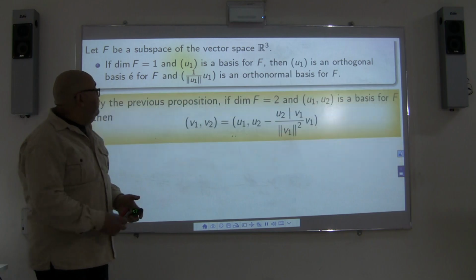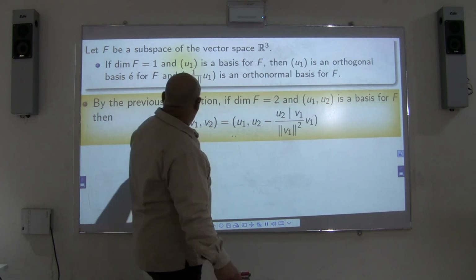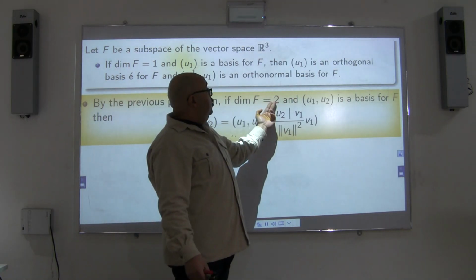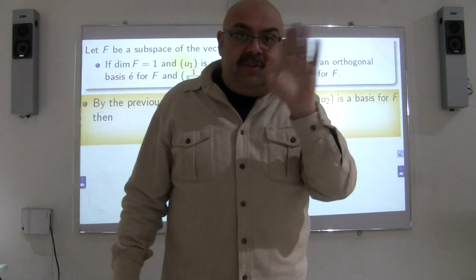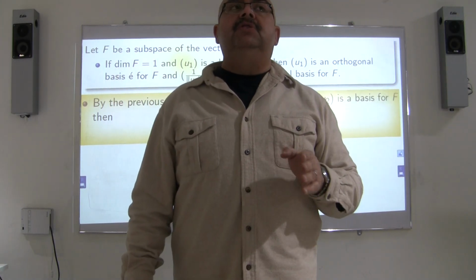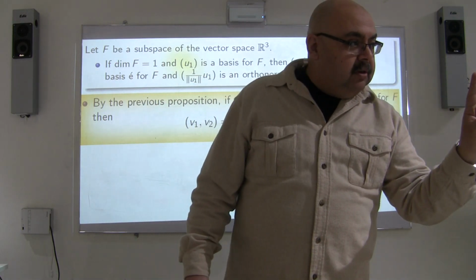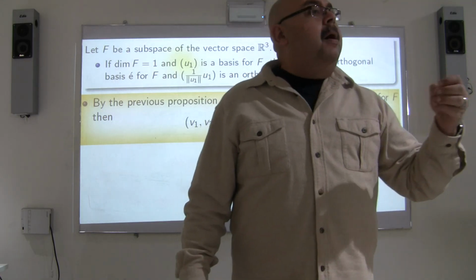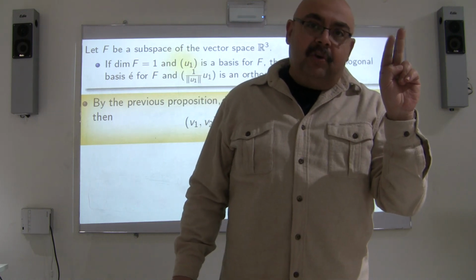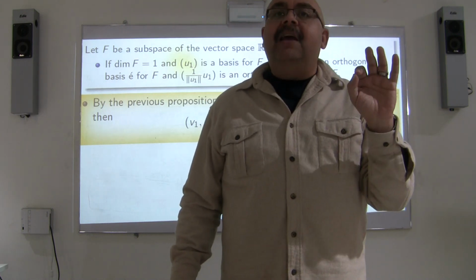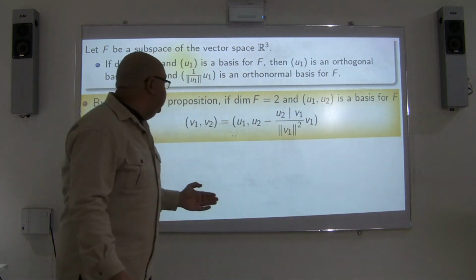If I have another subvector space, but in this case the dimension contains how many vectors? 2. It's like the subvector space of R3 which is (1, 0, 0), (0, 1, 0). It has how many vectors? 2 vectors. It's a part of R3, but the dimension is 2. Okay? I can get an orthogonal basis. How am I going to get the orthogonal basis?